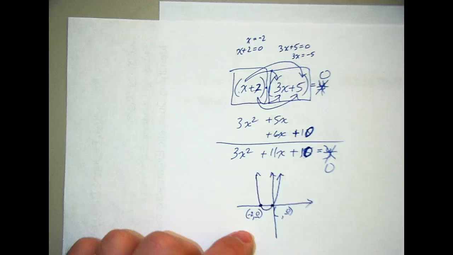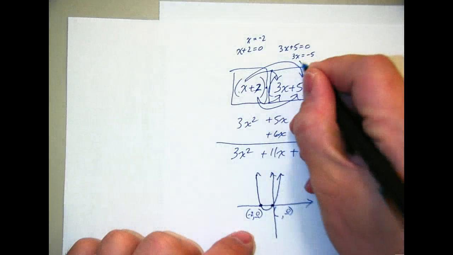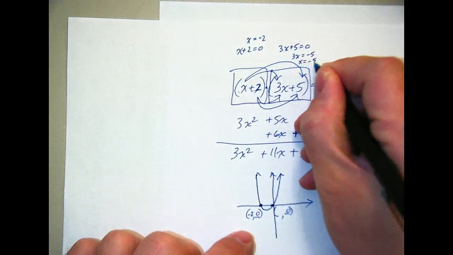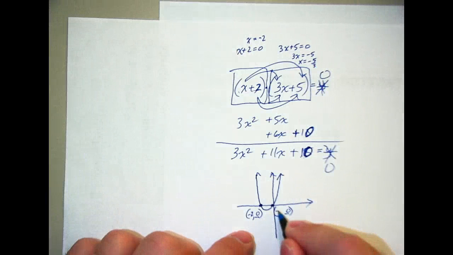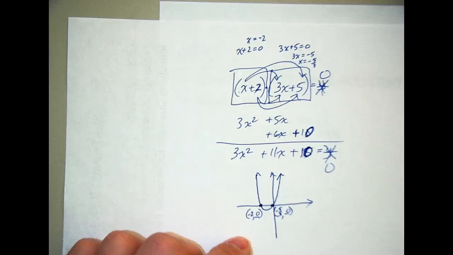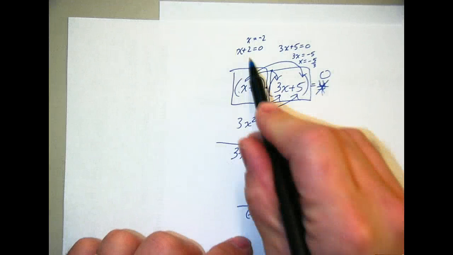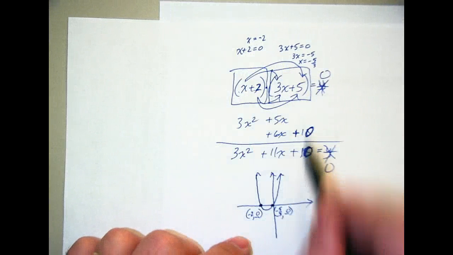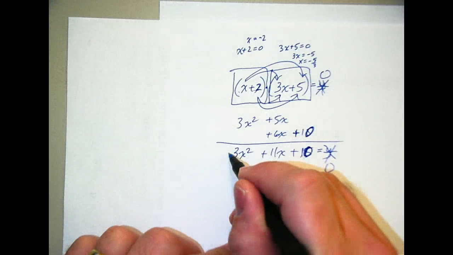Come on, Trinity. Divide by 3. I now have x equals negative 5/3. That would be another solution. It crosses twice. Those are my two answers. Okay, I was easily able to find the answers for x with this. Now, let's go to this form.